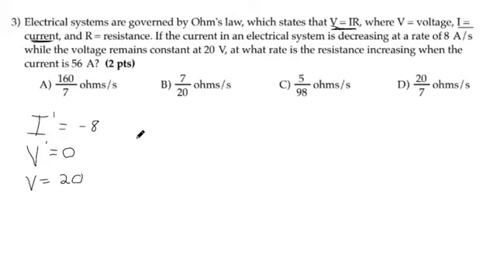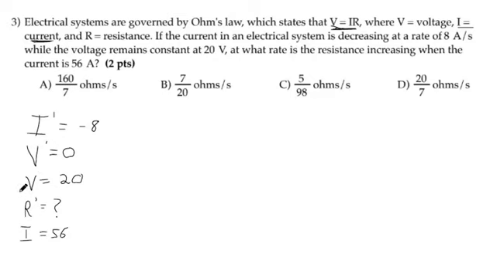And then they're asking at what rate is the resistance increasing? So they're asking for R prime, because R prime, that's the derivative of R, that's telling us how fast something is changing. And they said when the current is 56, there's no apostrophe there, there's no derivative, because it's saying what the current value of I is equal to. Okay, so let's try to put all that together.